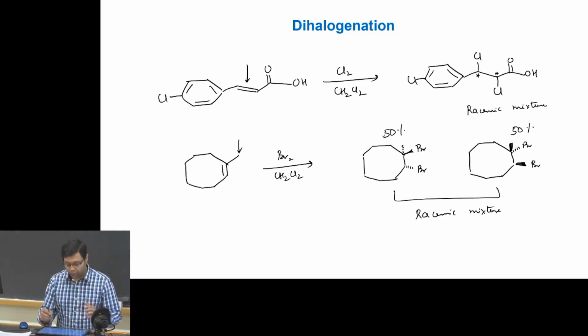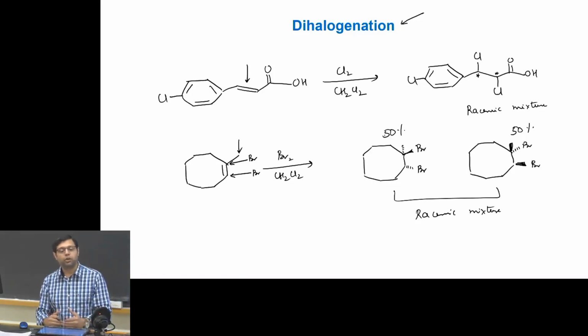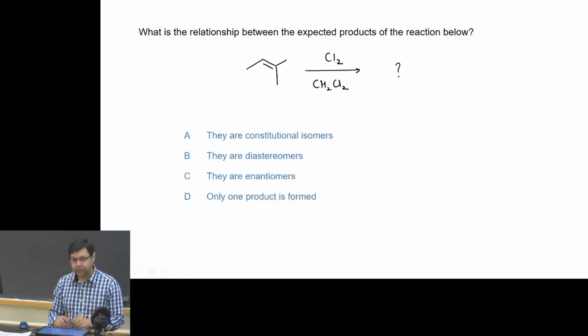Now, one thing I want to point out about dihalogenation is you don't need to worry about Markovnikov rule here because the reagent is symmetric. You are adding the same atoms to both the double bonded carbons. If you take this example, you are adding Br to both the double bonded carbons. So you don't need to consider Markovnikov rule for dihalogenation. All right. So here is a question for you on dihalogenation. You can pause the lecture here to answer this question.